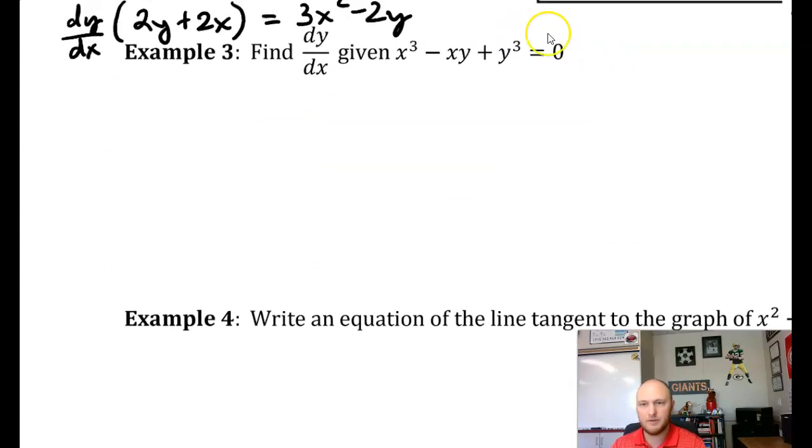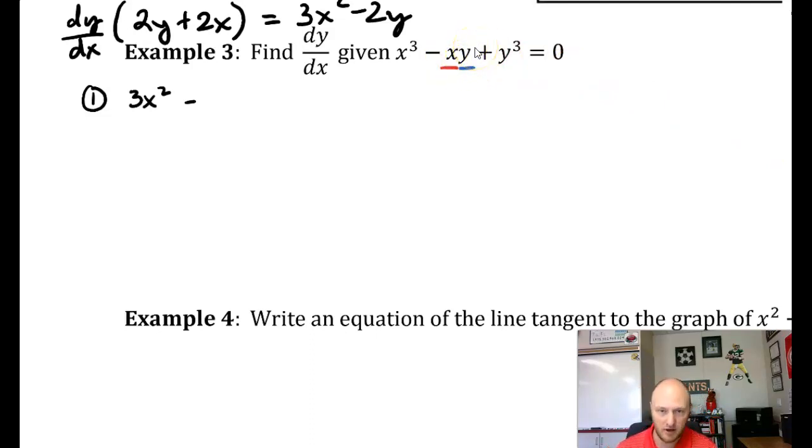We're going to do the same thing, except this time instead of writing dy dx, I'm going to utilize Newtonian notation with a y prime. Example 3, find dy dx given x cubed minus xy plus y cubed. All right, step number 1. I'm going to take a derivative of each side. The first term, 3x squared, minus xy. They love to do this. Implicit differentiation loves to multiply x and y.